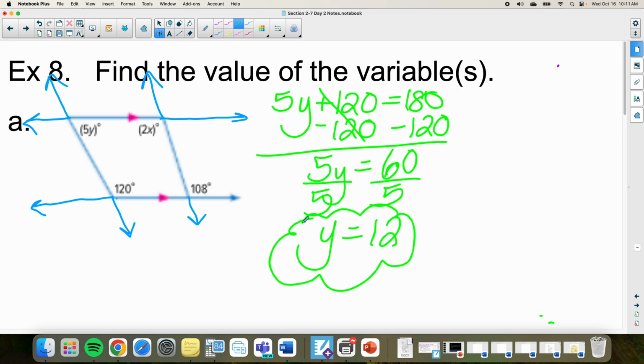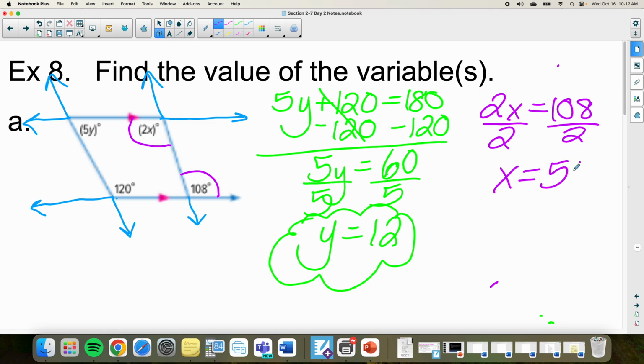Okay, now we should be able to write something with our x that's separate from that because we have this transversal and these two parallel lines. Do you guys recognize the 2x and the 108 as any type? Alternate interior. So wouldn't these two be equal, right? Because alternate interior angles are equal. So 2x equals 108, divide by 2, and x would be 54. Okay?